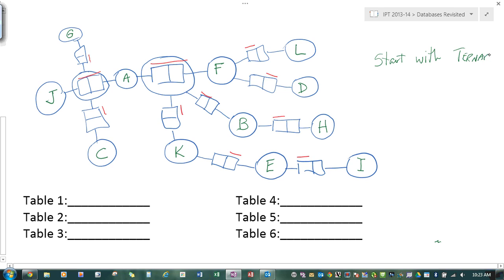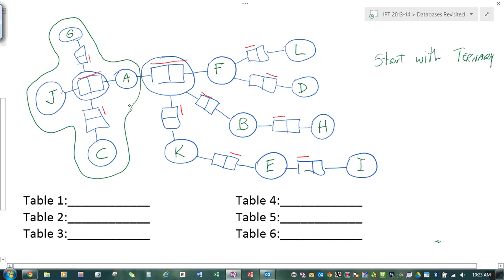Okay, so if you go and find your ternary one, in this one there's actually two of them. So the first ternary we might pick off is this one here that's got J and A as the combined thing. What hangs off J and A, Ben? G and C. Okay, so this whole thing here is 1. We write it down: J, A, C and G.